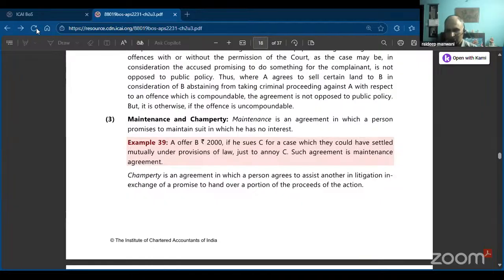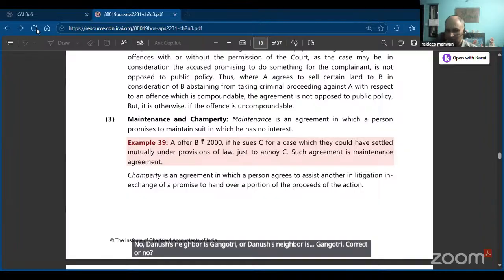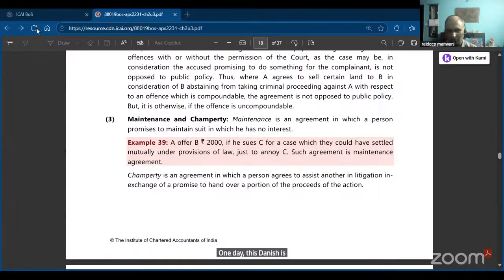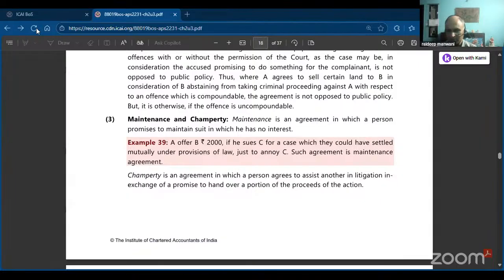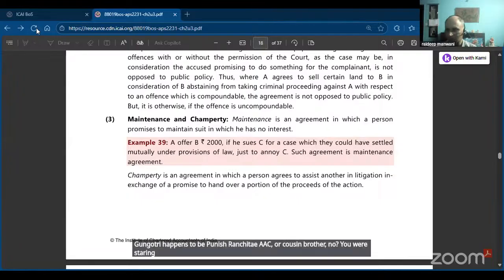Now Dhanush's neighbor is Gangotri. One day this Dhanush is staring from his window to Gangotri's window, full staring. Gangotri is uncomfortable. She closes the window and goes inside. Gangotri happens to be Puneet's friend. She says, see your cousin brother, he was staring at me today.